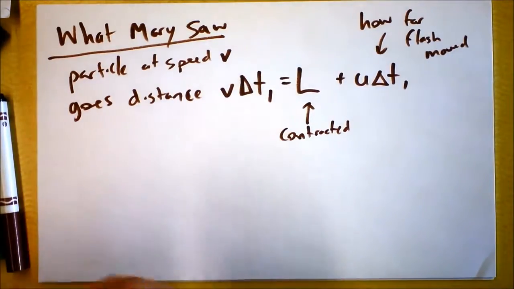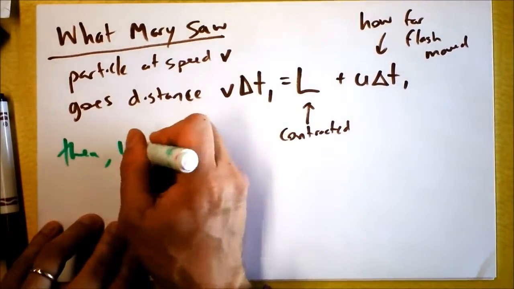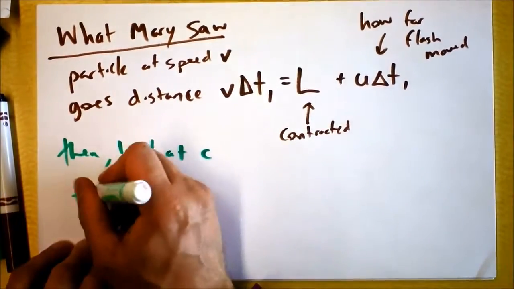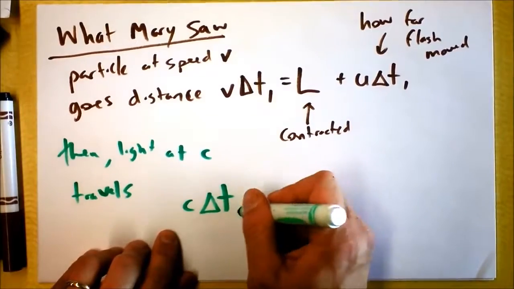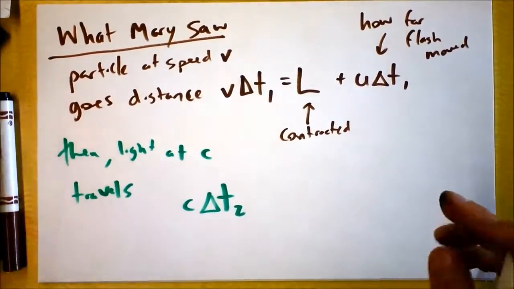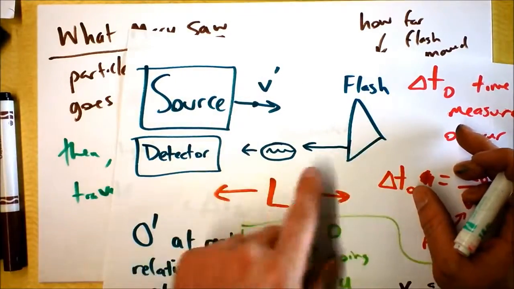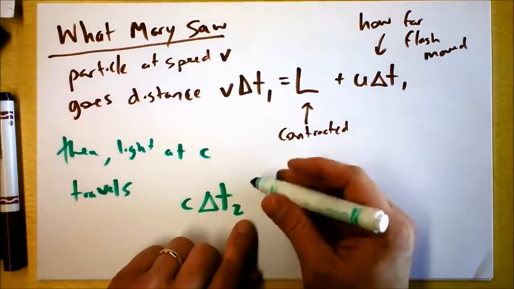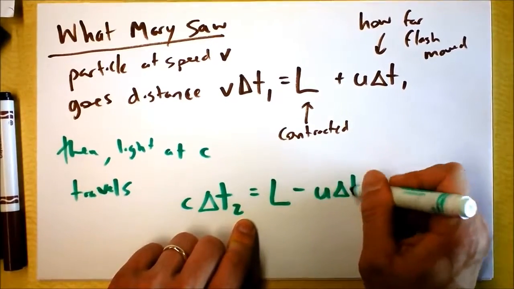Then light, of course, travels, and we can define in the same argument that it's C times delta T2. That is the time that Mary thinks it takes for the light to get back this direction. But remember that Mary thinks the whole apparatus is moving to the right, so she thinks the detector has actually moved towards the light, and so she thinks the light hasn't gone nearly L, which would be her contracted length. Here's what she sees: she sees it going a length L minus U times delta T2.